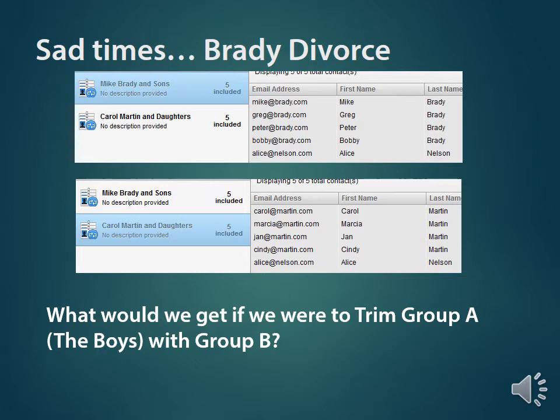And so you have to choose which group, A or B, and in this case, the Bradys or the Martins, do you want to trim with? So in this case, I want you to think about the numbers here. What would happen if I were to trim group A, which is the boys, and take everything from the girls out of them? Anything that the girls had, I'm trimming from the boys. What's my number going to be left like, and what's that going to comprise of?